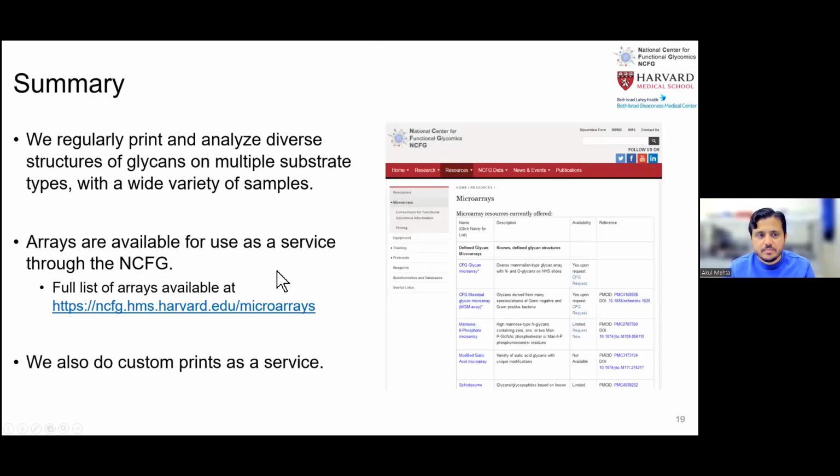So to summarize the microarrays, we regularly print and analyze diverse structures of glycans on multiple substrate types and with a wide variety of samples. So we have a lot of expertise in this. Our arrays are available for use as a service through the NCFG. You can check out the full list of arrays available on our website as well. And we also do custom prints as a service. This is something which we started doing recently for a lot of users out there.